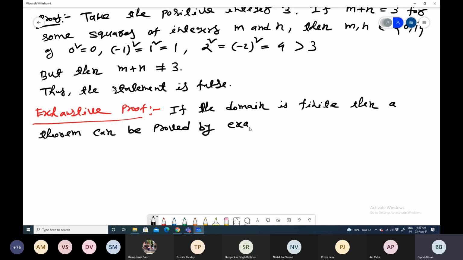by examining a relatively small number of examples. Relatively small number of examples.